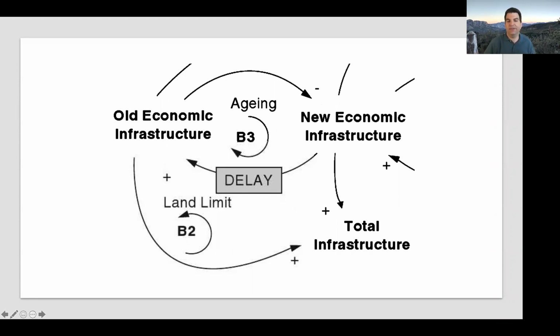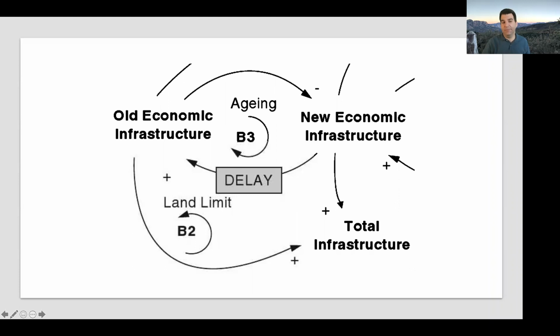If you think of the new economic infrastructure as the fish in the city, then as it transitions over time to old economic infrastructure, that's kind of like fish being caught through the harvest. And so there's this aging process where the new economic infrastructure gradually becomes old. And with more old economic infrastructure, you reduce the amount of new economic infrastructure. So this is another potential way that you're going to limit your growth.